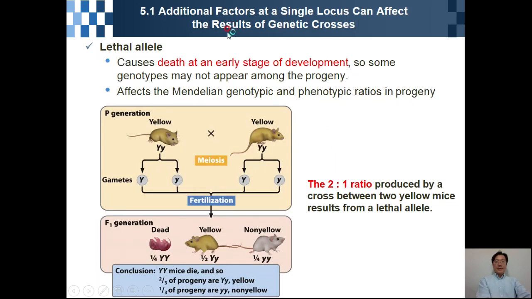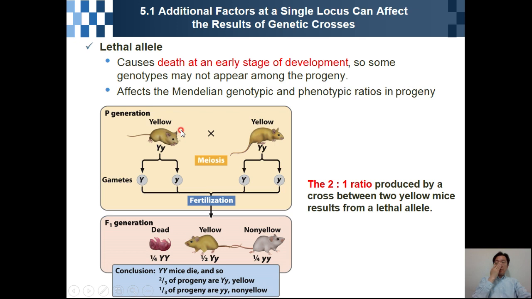In this slide, we will see another additional factor that affects the result of genetic crosses. Another genetic factor is lethal alleles. A lethal allele causes death at an early stage of development. So some genotypes may not appear among the progeny, among the babies. So lethal alleles can affect the Mendelian genotypic and phenotypic ratio in the progeny.